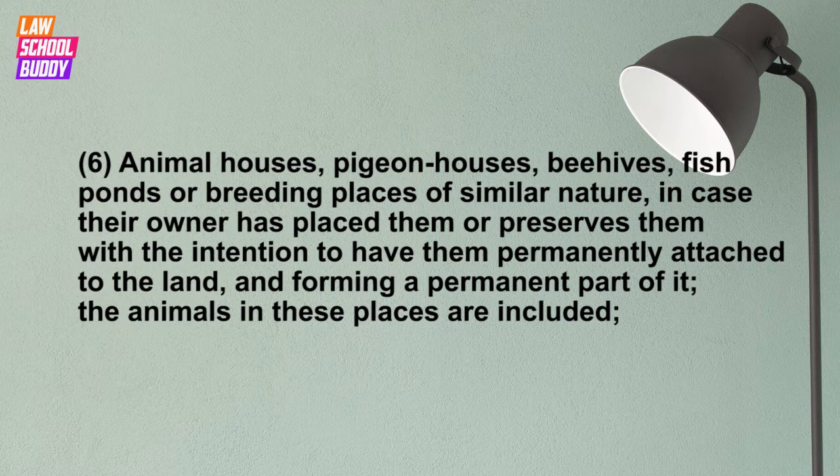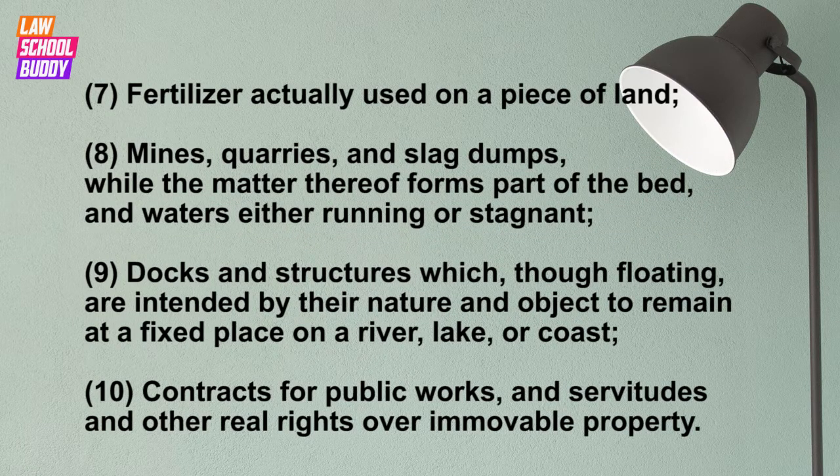6. Animal houses, pigeon-houses, beehives, fish ponds, or breeding places of similar nature, in case their owner has placed them or preserves them, with the intention to have them permanently attached to the land, and forming a permanent part of it. The animals in these places are included. 7. Fertilizer actually used on a piece of land. 8. Mines, quarries, and slag dumps, while the matter thereof forms part of the bed, and waters either running or stagnant. 9. Docks and structures which, though floating, are intended by their nature and object to remain at a fixed place on a river, lake, or coast. 10. Contracts for public works and servitudes, and other real rights over immovable property.